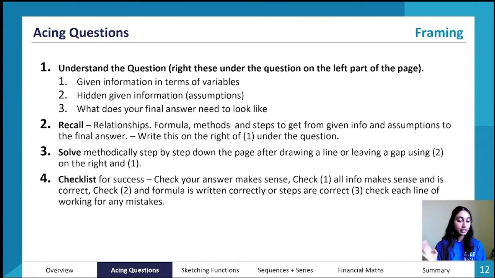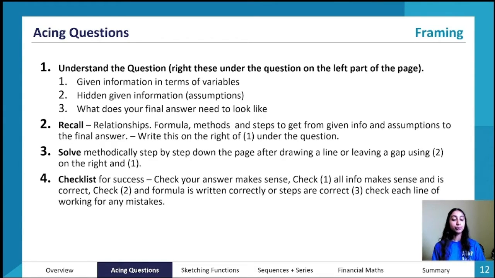Third thing is, what does your final answer need to look like? First off, is it actually a number, or is it a show that question or a prove that question? Do I need to have units? If so, what are my units? Do I need to round to significant figures or anything like that? Keep that all in mind.